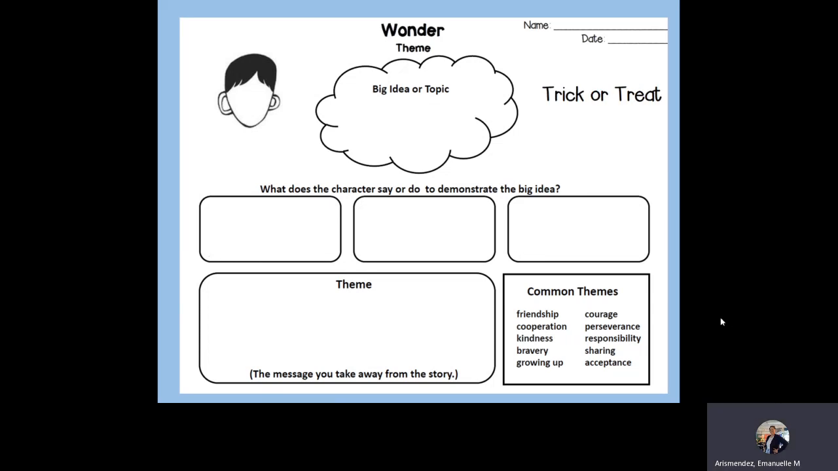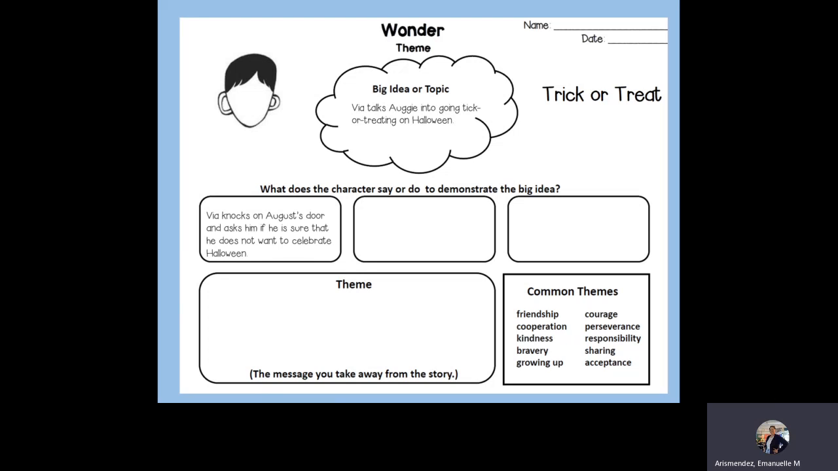Now, let's do this again with another chapter of Wonder. So this is the chapter called Trick or Treat. And in this part of the book, we were looking at the story from Via's point of view. This is when Via was telling the story. And what was the big idea or what happened? Via talks Augie into going trick-or-treating on Halloween. So what does the character say or do to demonstrate the big idea?